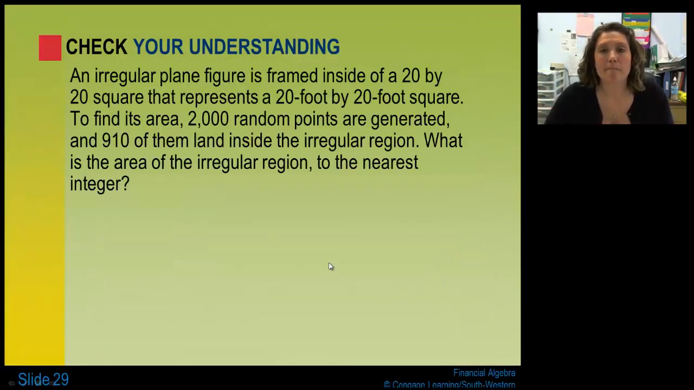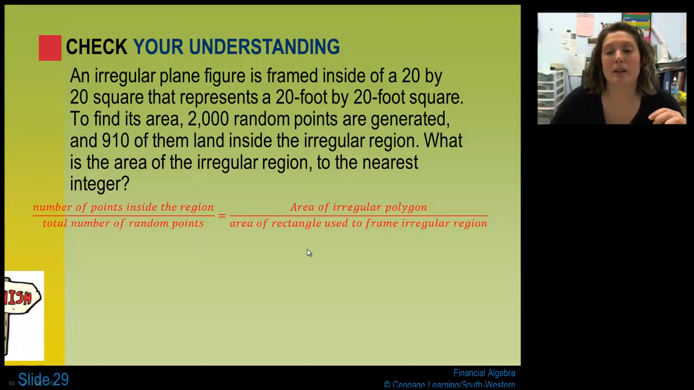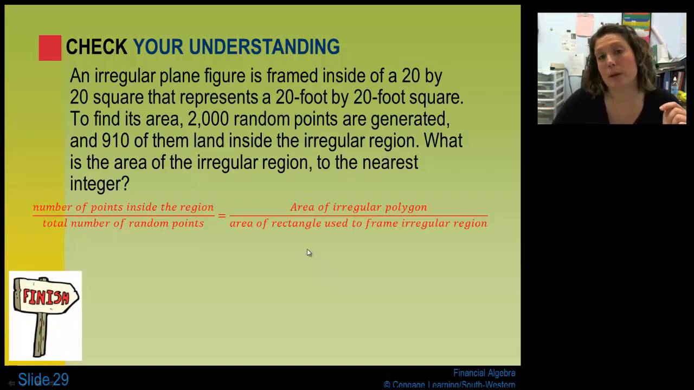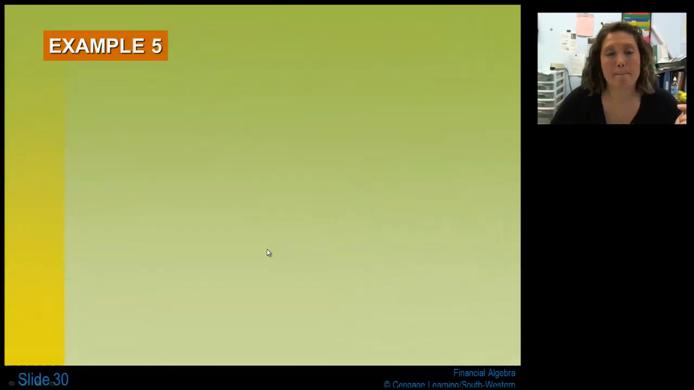Check your understanding. This one you need to use the same Monte Carlo method again. Pull out the information here. They tell you the random points. They tell you the number that fall into the irregular figure. You need to find the framed piece, which is a 20 by 20 foot square, and then tell me the area of the irregular polygon. So you need to finish this question on a separate sheet of paper to be turned in, please.